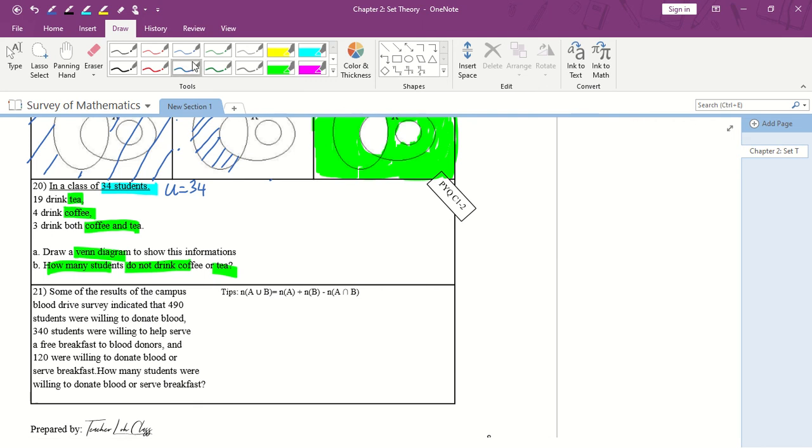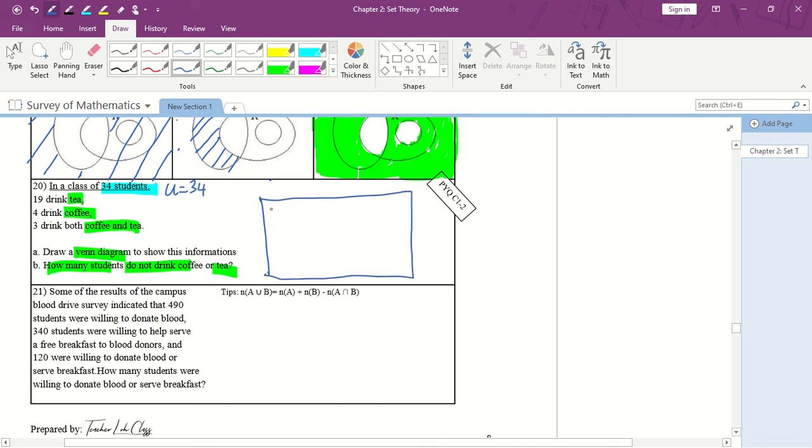So when you look at these questions, remember that these kinds of questions will come out in your exam. Okay? So let's draw a Venn diagram. There's a circle here, and there's a circle here. Okay, one is tea, one is coffee. Why is there an intersection here? Because here says that there are 3 persons that drink both coffee and tea.